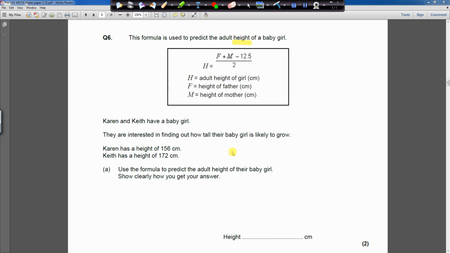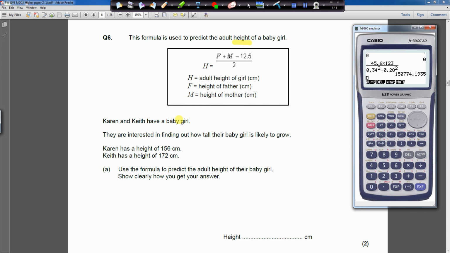Okay, let me just quickly grab my calculator. Now, what we need to do first of all is, in the F and M, substitute the values of the father and the mother. So let's have a go at this. Before we go into the calculator, height is equal to the father first. The father is Keith, 172. So we are substituting the values given in the question, plus the mother. The mother is 156, plus 156. And then we have to minus 12.5, and divide that all by 2.